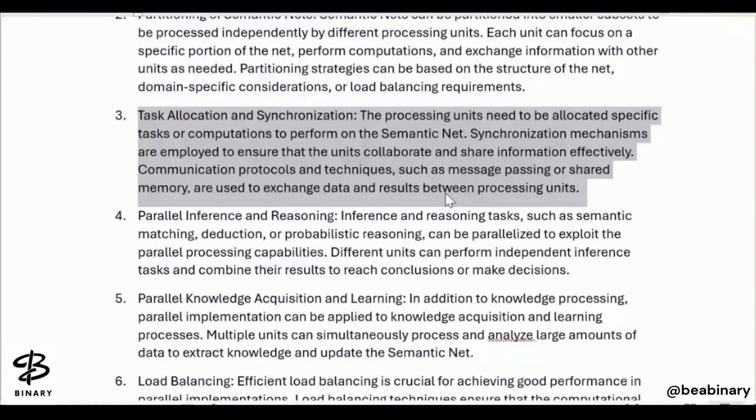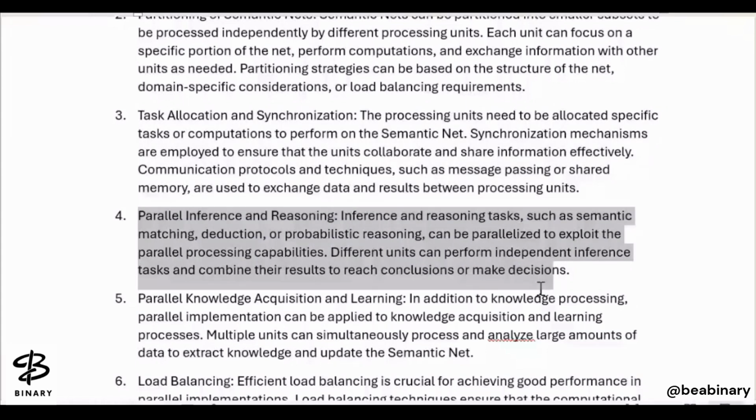Now, what do you understand by parallel inference and reasoning? Simply, when we are talking about meaningful networks, which define the meaning of concepts in the form of relationships, somewhere the reasoning will be done by a machine. How will the parallel inference and reasoning be performed? Inference and reasoning is another task which needs to be implemented by semantic networks, such as semantic matching, deduction, or probabilistic reasoning, and it can be parallelized to exploit the parallel processing capabilities.